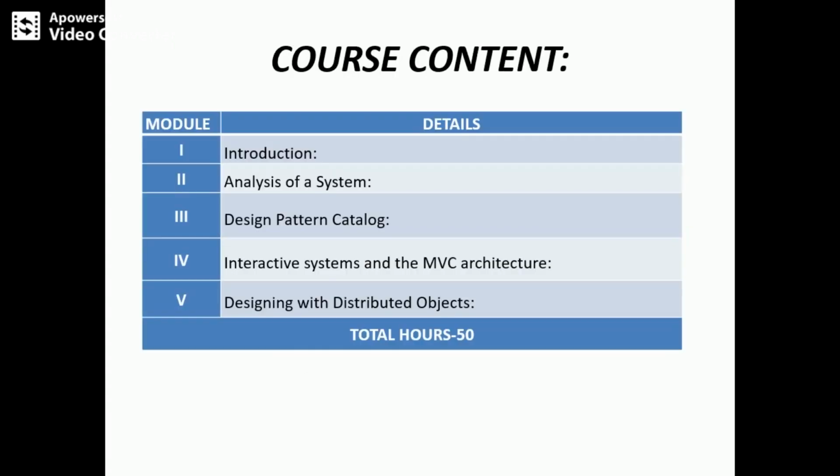The course content. Module 1 contains the introduction to design pattern. In module 1 we are going to study what a design pattern is, how design patterns solve particular problems, how to select a design pattern, and the concept of object-oriented development. In module 2: analysis of a system, overview of the analysis phase, functional requirements, and a complete study of design and implementation. In the third module, we are going to study the design pattern catalog, which contains structural patterns.